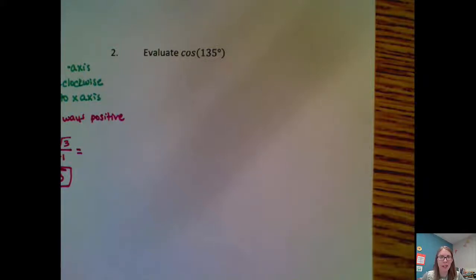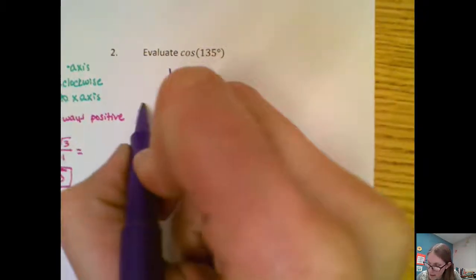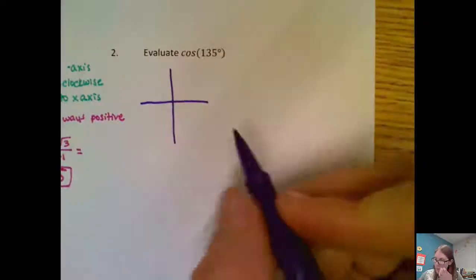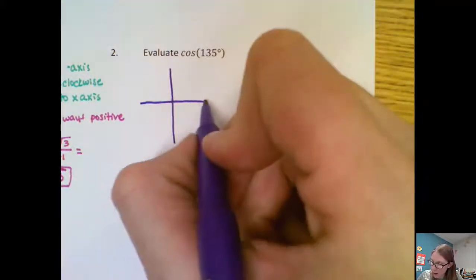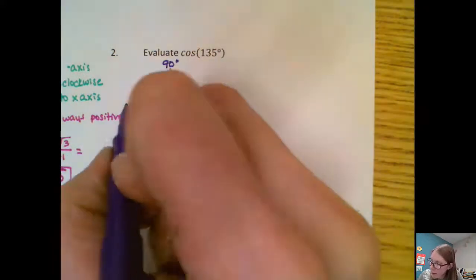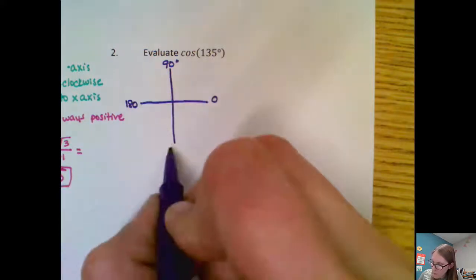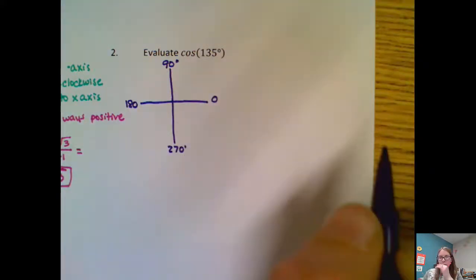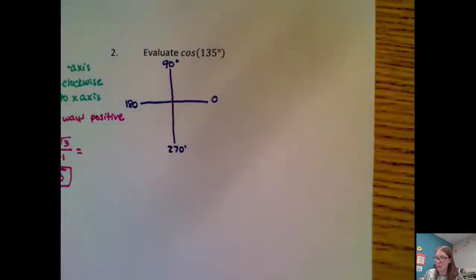In this last video, we're going to get two more examples in. First, we want to find the cosine of 135 degrees. And just like in that last example, the first thing that we need to do is figure out where this angle is on the coordinate plane. So I always like to start off by drawing my coordinate plane and then labeling these four angles here.